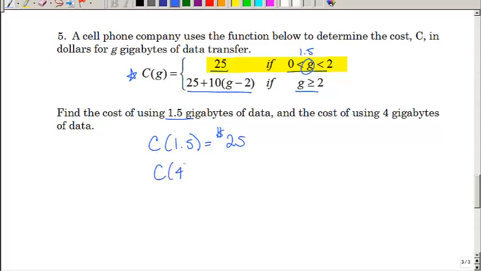But what if I used 4? Well, now I would use the second piece because my G is over 2. So I'd have 25 plus 10 times 4 minus 2. Let's see, that's 2, so that's 20. It would cost me $45. So quite a big jump. Piecewise functions are really pretty easy. They are all around us.